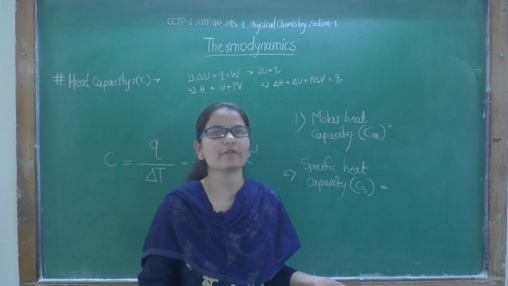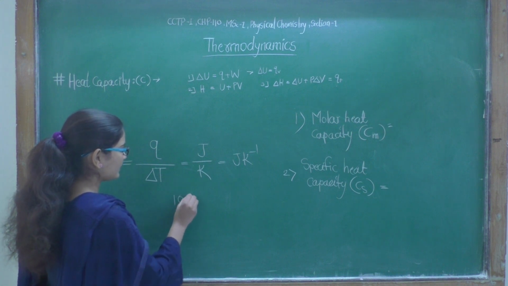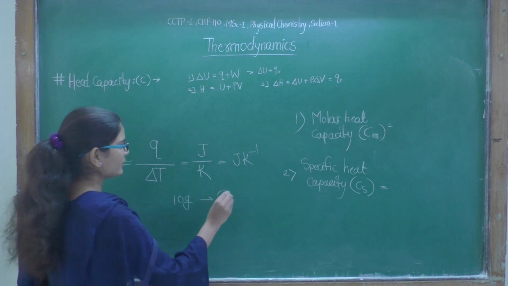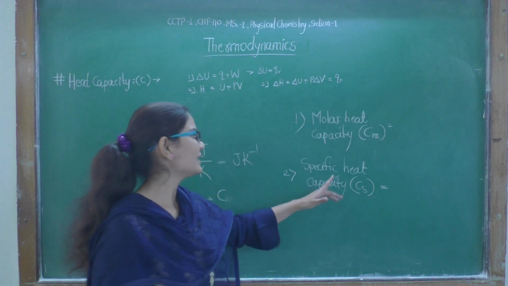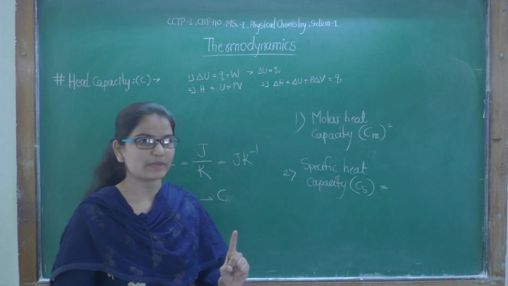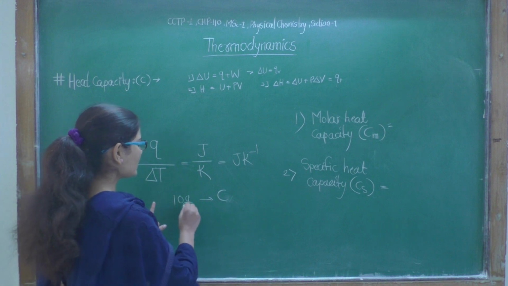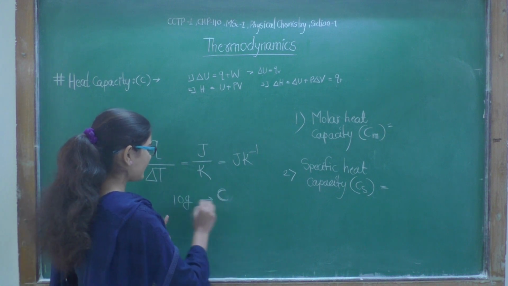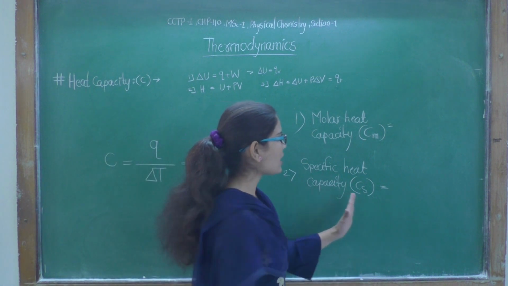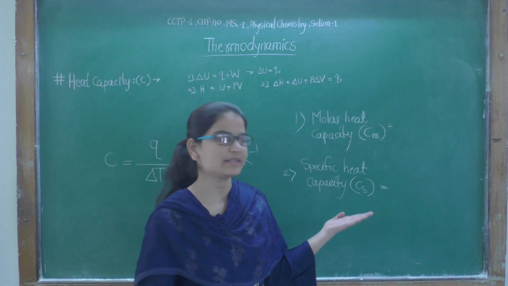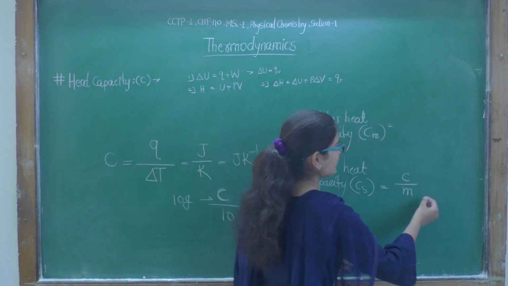Now, if we are given the heat capacity C of 10 gram of substance, how will we calculate CS, specific heat capacity? It is the heat capacity of 1 gram of substance. Therefore, for 10 gram it is C, then for 1 gram it will be C by 10. That means, we can calculate the specific heat capacity as heat capacity divided by mass in gram.